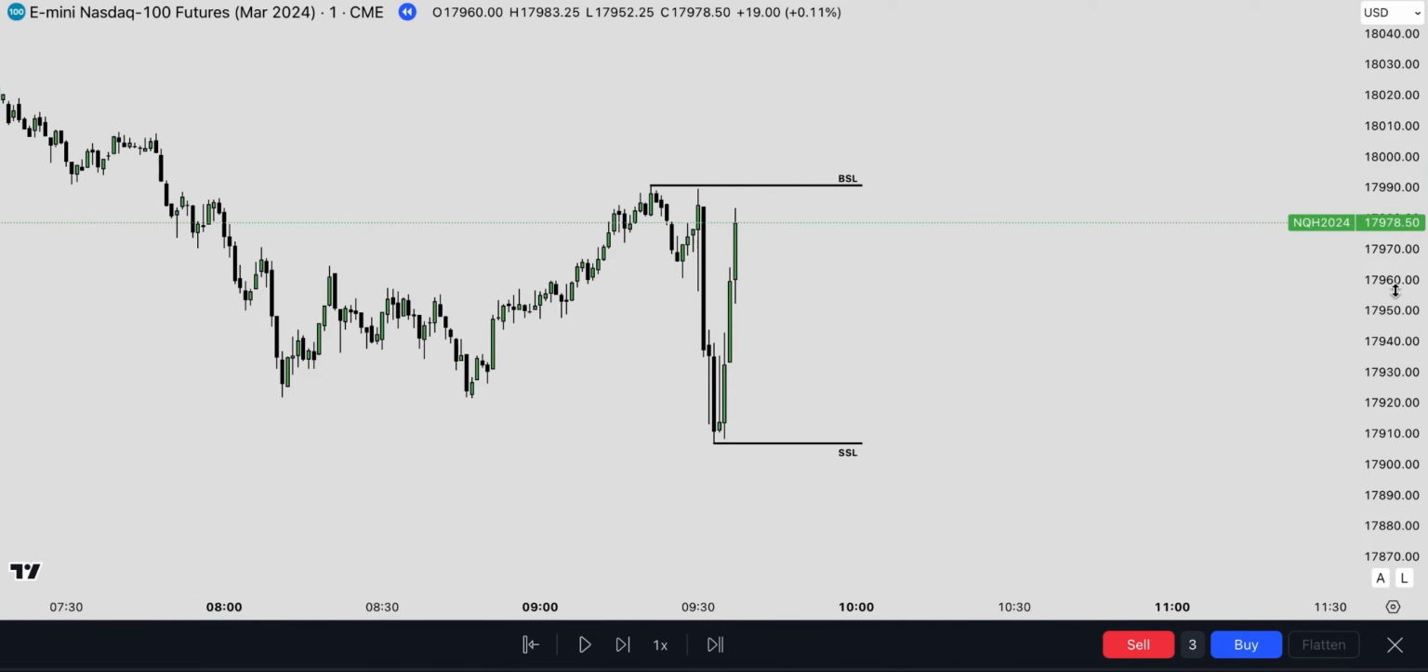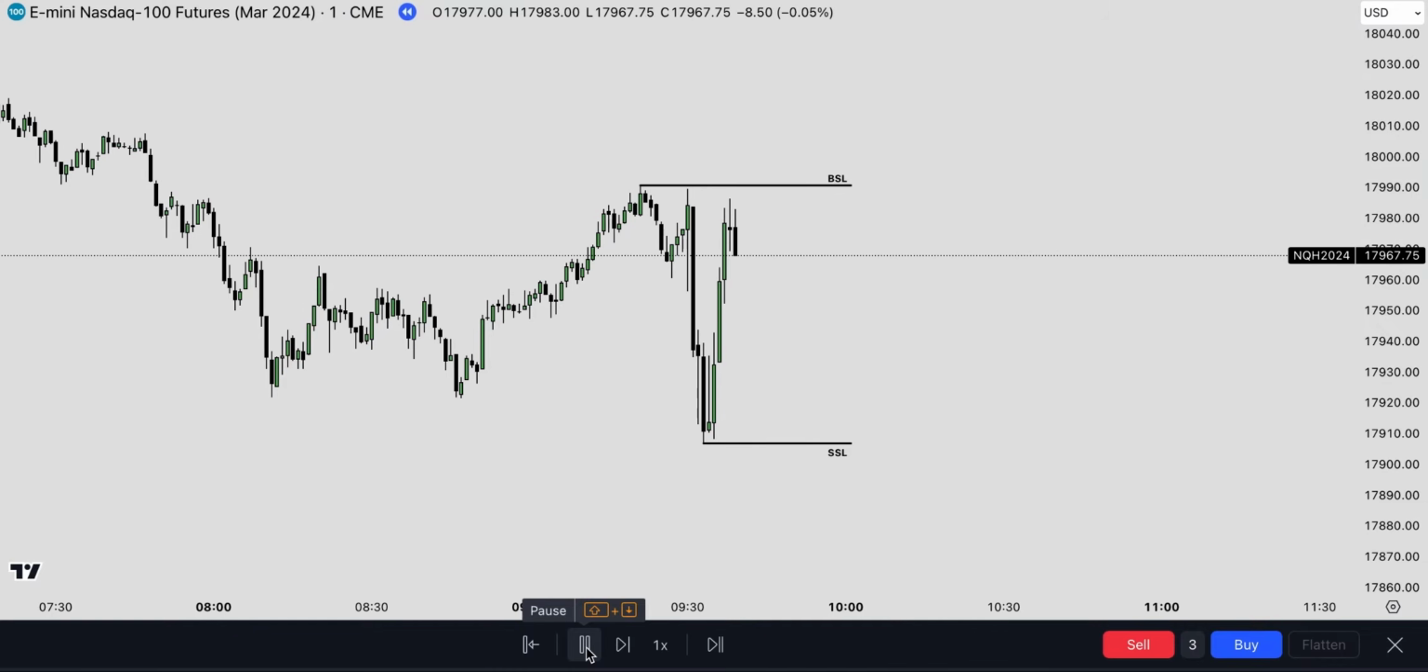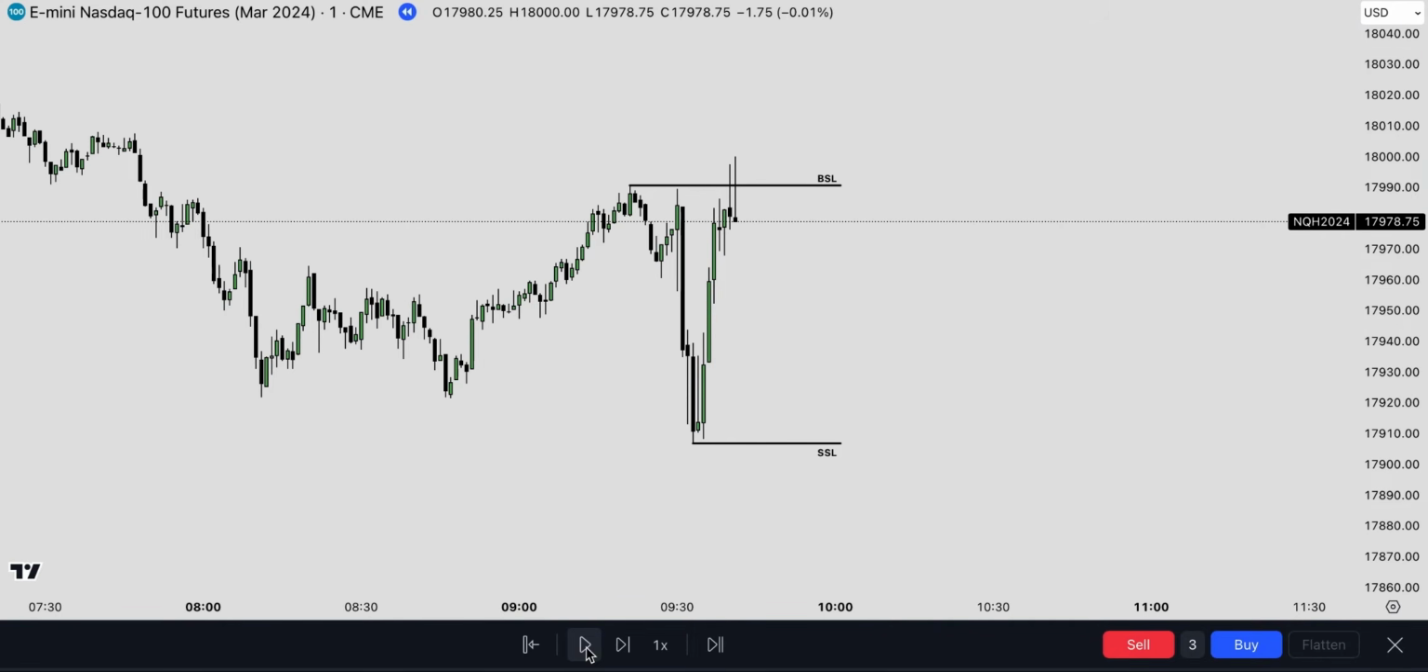Okay, so first things first, what you want to do is mark out your swing highs and your swing lows. So this could be your buy side and sell side liquidity levels. Once you've done that, you want to wait for a sweep of liquidity. So let's wait for buy side to be swept here. Okay, buy side has been swept.